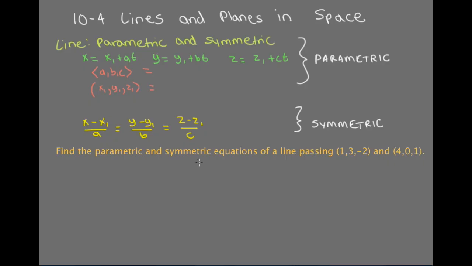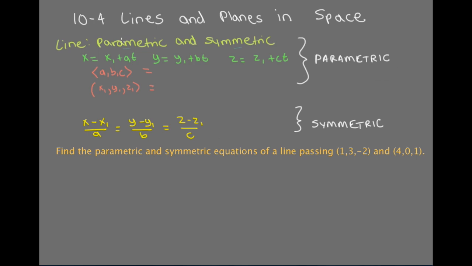Let's take a look at lines and planes in space. So first we'll take a look at lines in space and how to represent them. There are two ways to represent a line in space. We have the parametric or we have the symmetric equations.